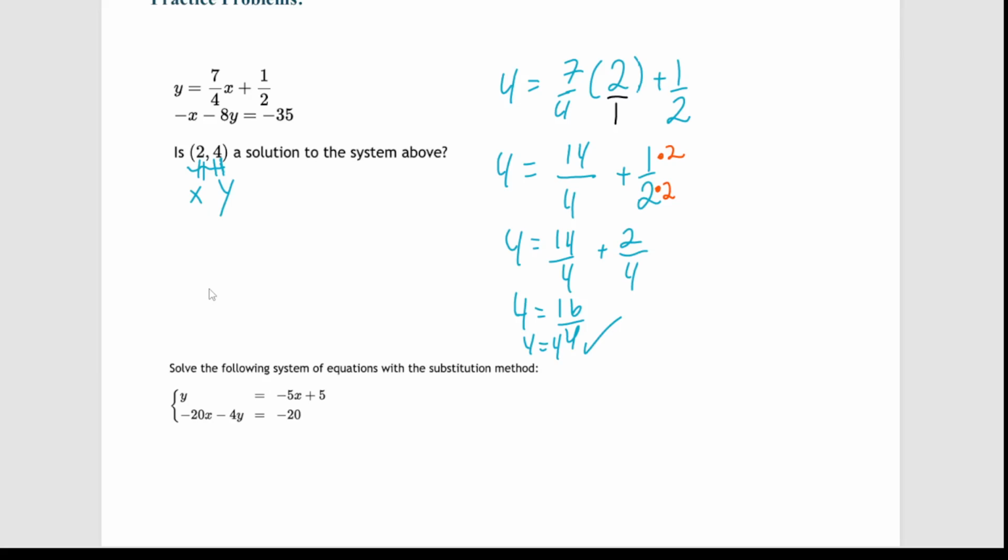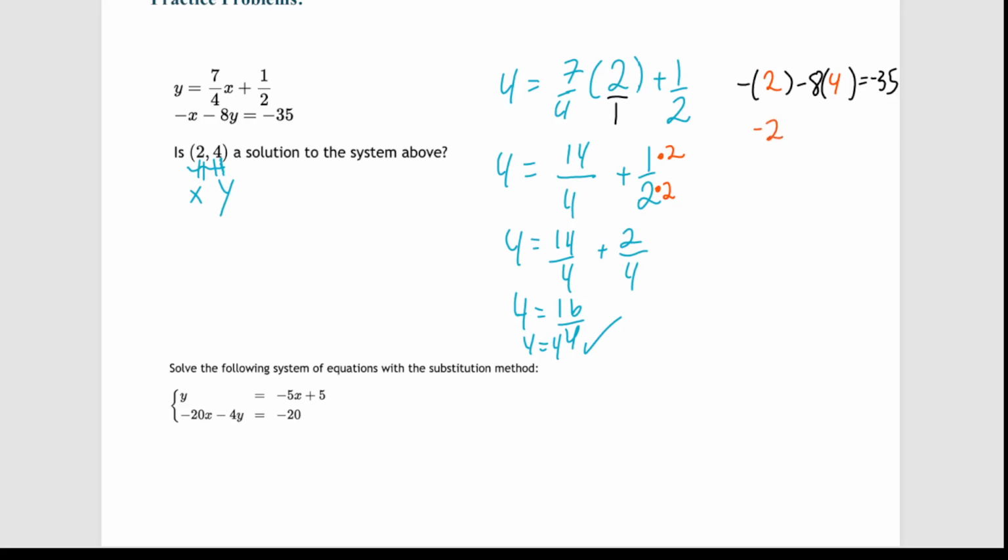Let's go ahead and check the second equation as well. So the second equation is negative x minus 8y is equal to negative 35. What are we substituting in for x? That would be 2. What are we substituting in for y? That would be 4. Let's go ahead and start to simplify this.